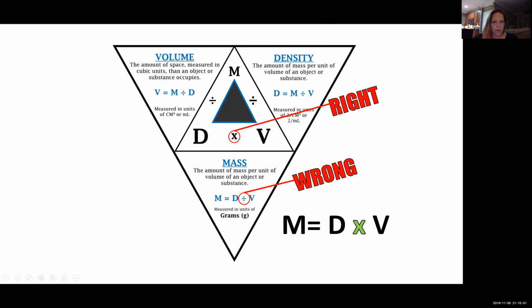Okay, volume equals mass divided by density. Look here, here's mass. It's on top. And there's your division symbol. Remember that your mass is on top, and then you get mass divided by density, because density divided by mass is not the same thing, right? Okay, over here, you have an M and a V. What's missing? The D. There it is, density. Density equals mass divided by volume. Again, mass is on top, volume is on bottom.